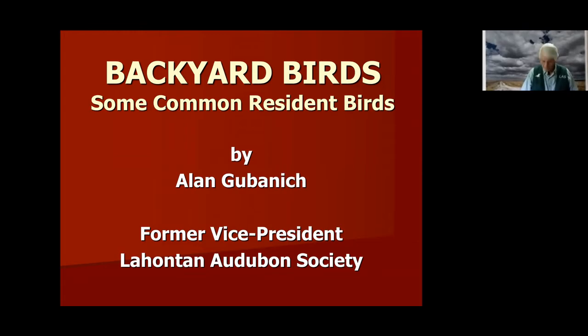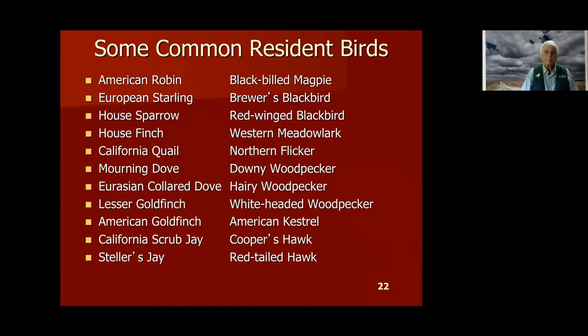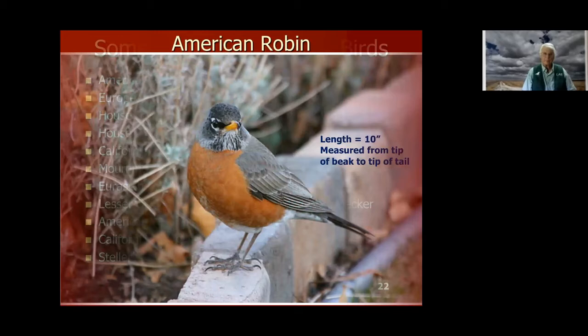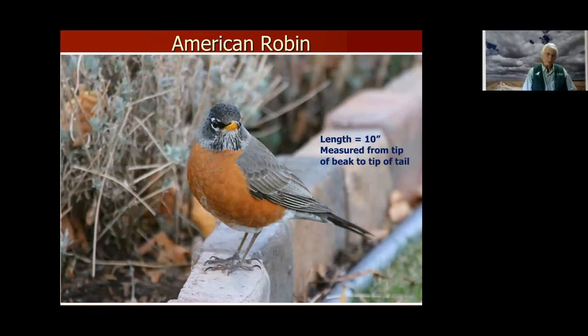We'll start with some common resident birds. I've listed 22 common resident birds here that we'll talk about. I don't know that you want to take time to write all these down. I suppose you can stop the video at this point if you want to do that, or you can just continue on as I'm going to do and just write down the names of the birds as we go through them. As I said in the previous video, we'll start with the American robin. Again, our standard size, 10 inches long.